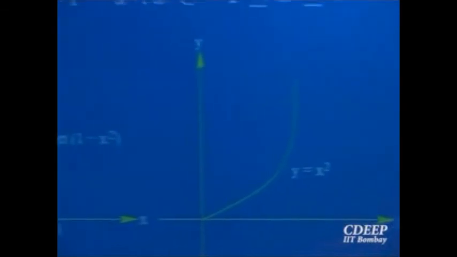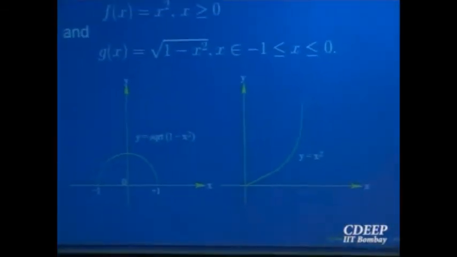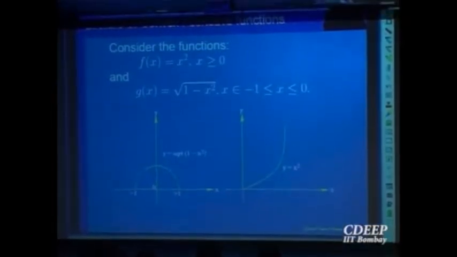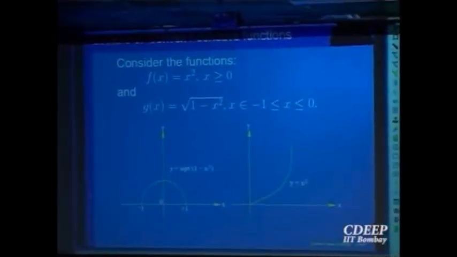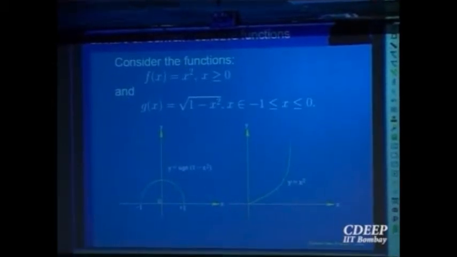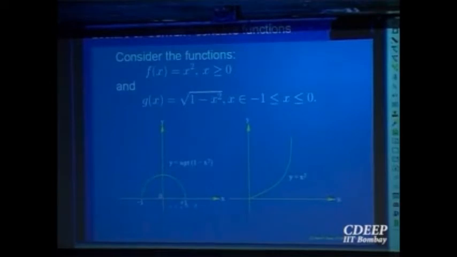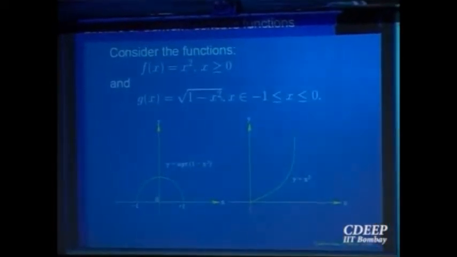So for that, let us look at the graph of these two functions. f(x) is equal to x square, for x bigger than or equal to 0, and then g(x), which is square root of 1 minus x square, for x between minus 1 and 0. So we are looking at the graph of the function g only on this side, and looking at the graph of f, which is y equal to x square, that's the front parabola. And this is the part of the semicircle in the second quadrant.